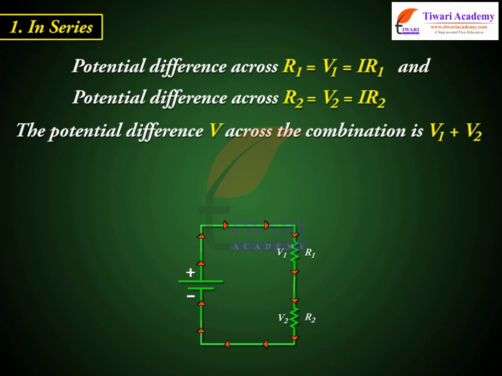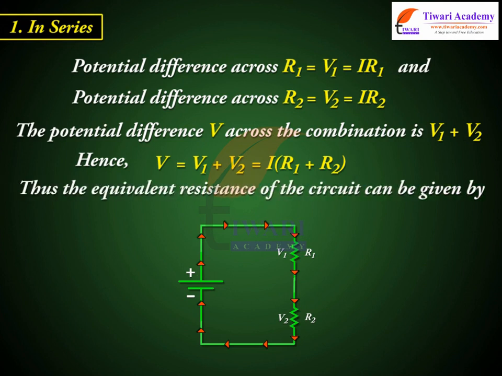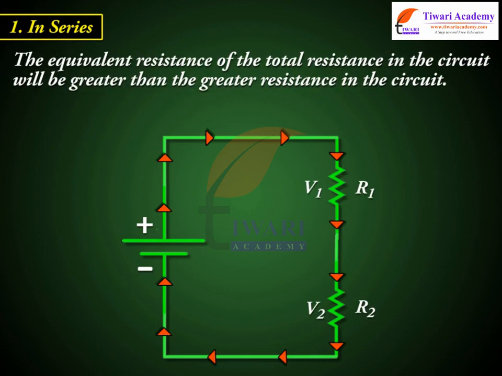The potential difference V across the combination is V1 plus V2. Hence, V is equal to V1 plus V2, which is equal to I(R1 plus R2). Thus, the equivalent resistance of the circuit can be given by R_EQ is equal to R1 plus R2. The equivalent resistance of the circuit will be greater than the greatest resistance in the circuit.